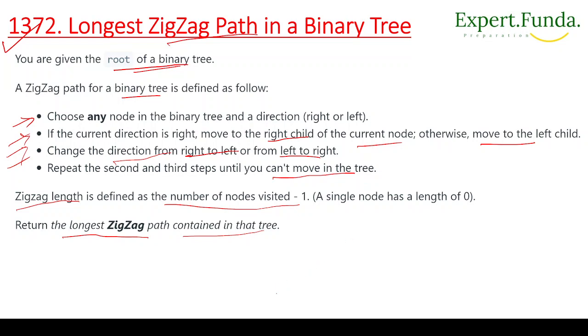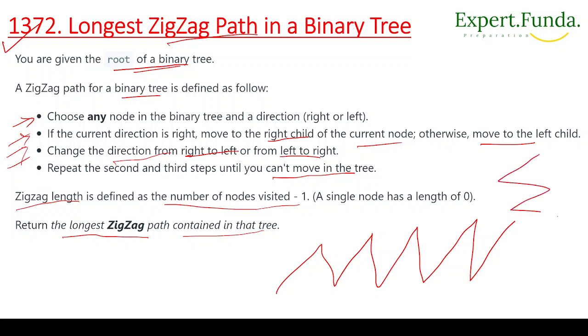Zigzag means what? Like this. This is called zigzag. As you can see, we are going left, then up and down like this. This can also be a zigzag like this. If you're going right and left alternately like this, it is called zigzag.